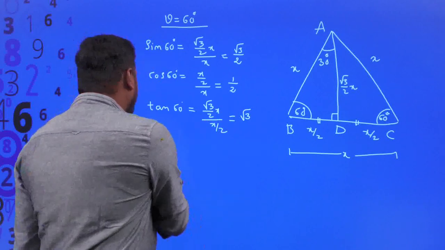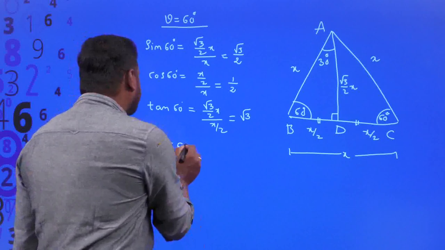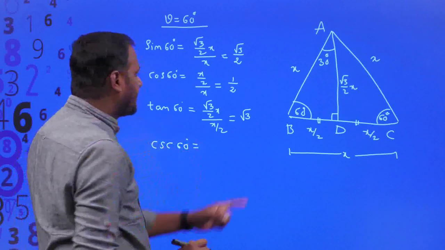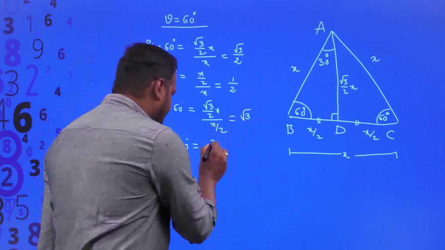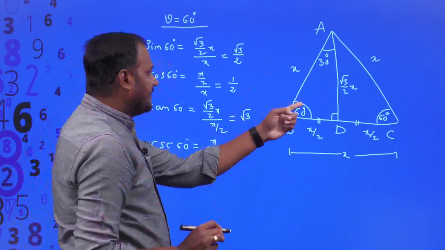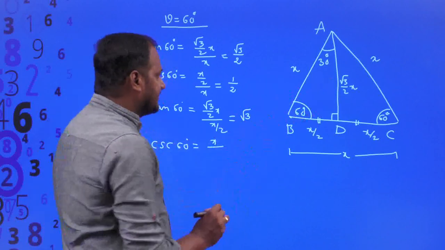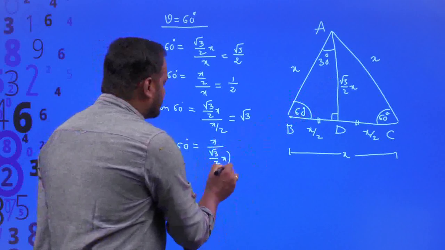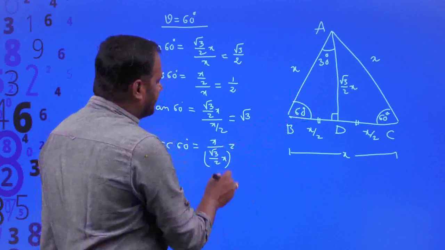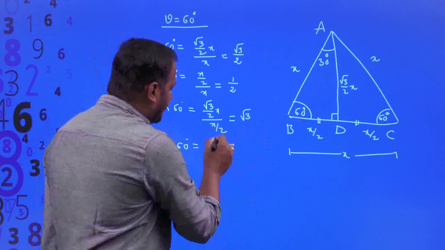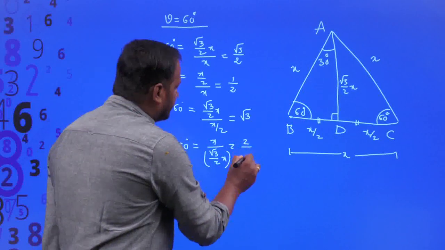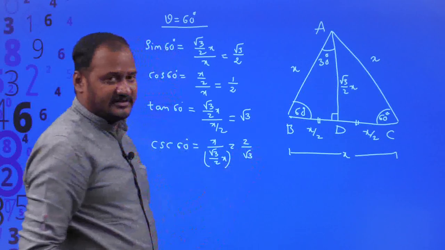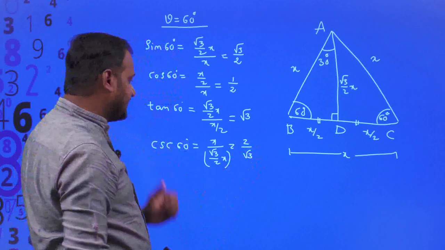Coming to cosecant 60 degrees. Cosecant 60 degrees is equal to hypotenuse divided by side opposite to 60 degrees, that is root 3 by 2 x. So that x divided by root 3 by 2 x, x and x cancel, 1 divided by root 3 by 2 is going to be 2 divided by root 3. That is the value of cosecant 60 degrees.